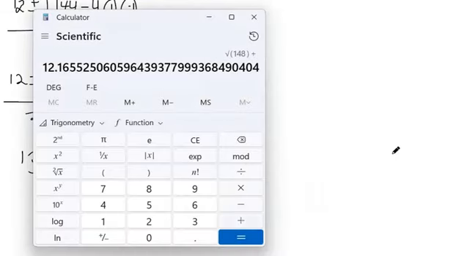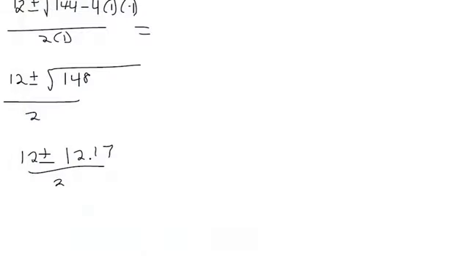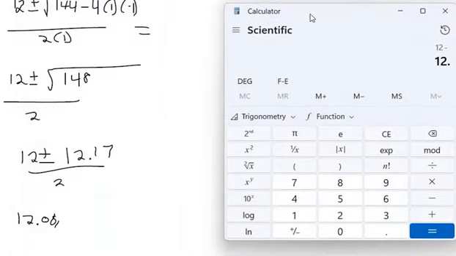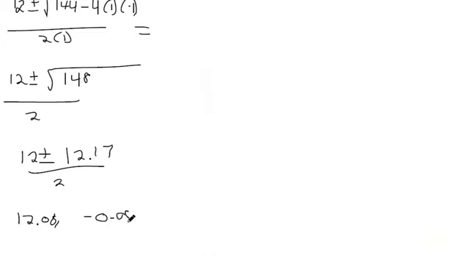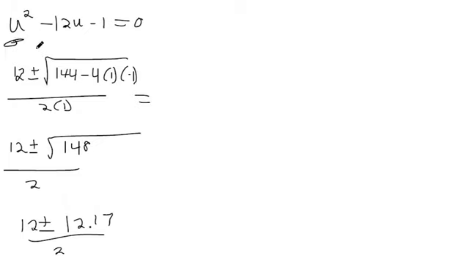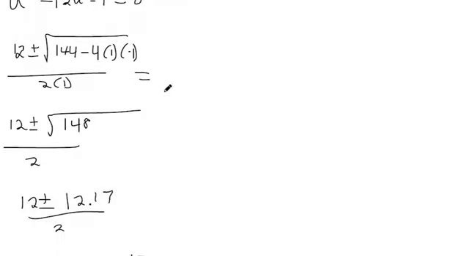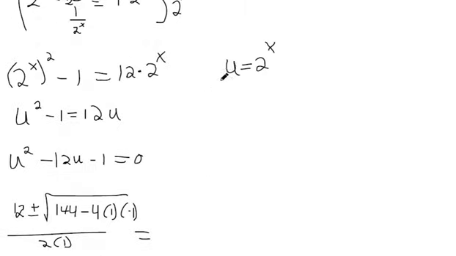And then we need to solve once for plus, once for minus. So let's do 12 plus 12.17, divided by 2. That's 12.08 for one of them. And then we need to do 12 minus 12.17, divided by 2. So that's negative 0.085. Okay, now what we solved for was u, though. We applied the quadratic formula to u, but we want to solve for x. So we have to take these results and plug them back into our substitution. So 12.08 goes in for u here, and then negative 0.085 goes in over here.